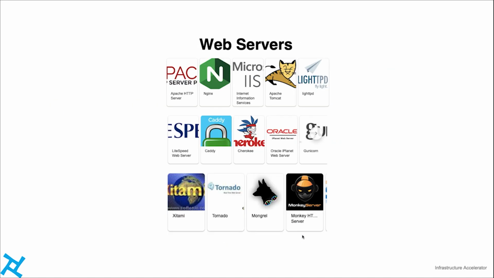All right. These are various kinds of web servers. You have an Apache web server, that's a Linux based web server. You have Microsoft IIS, which is Microsoft's web server. You have Apache Tomcat, Oracle iPlanet, Cherokee, Lightspeed, Tornado. And honestly speaking, this is a very small subset of all the web servers which are available.